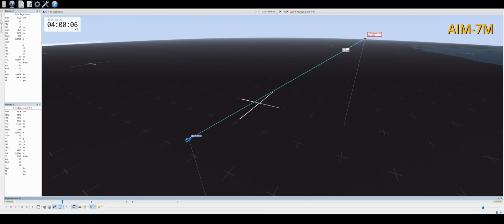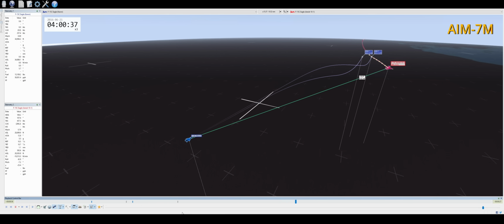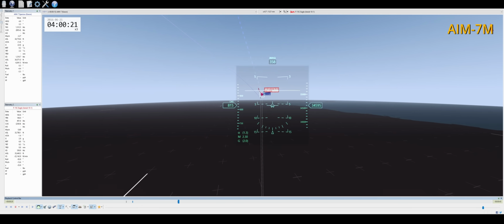I then re-updated DCS and followed up with a pair of AIM-7M Sparrows. I forgot to save the previous mission, and I did not realise that I used a different target, but little changed, as guidance is what we wanted to see. Again, the two missiles chased a chaff-shaped squirrel and were defeated.